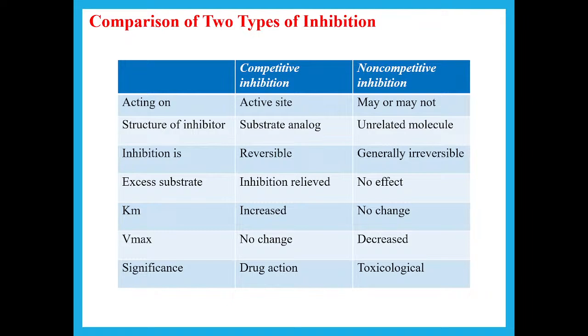Significance: competitive inhibition is mostly about drug action, while non-competitive is more of a toxicological effect, because heavy metal poisoning and cyanide poisoning come with non-competitive inhibition, whereas drug therapy, therapeutics, uses competitive inhibition. This table you should write down properly. This is the key thing which we have discussed for the last 10-15 minutes.